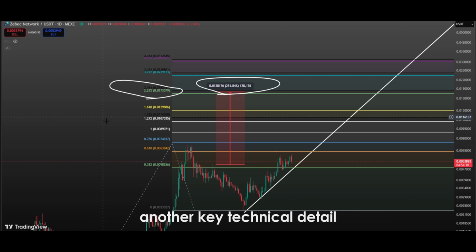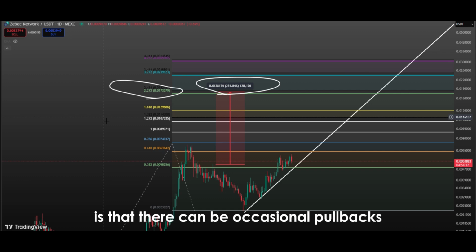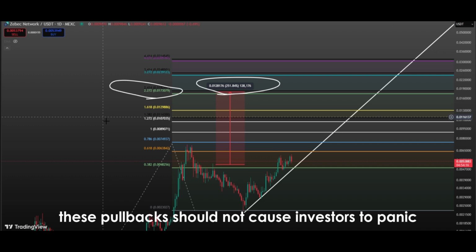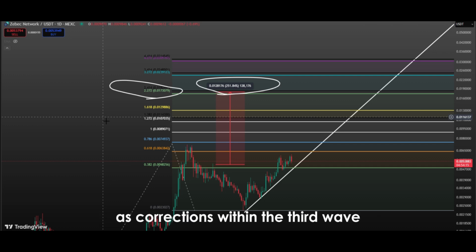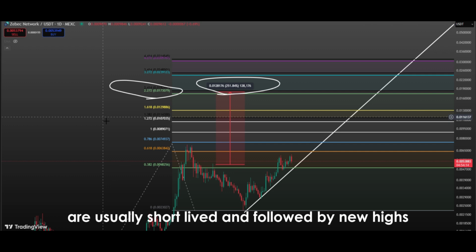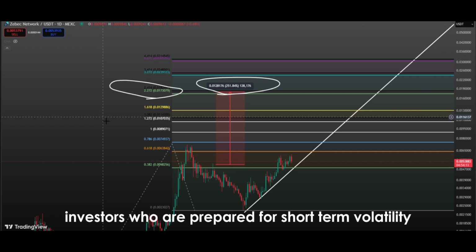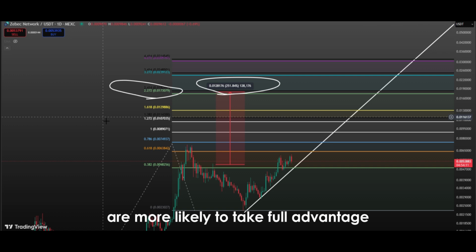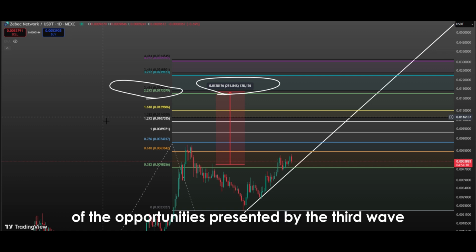Another key technical detail is that there can be occasional pullbacks during the 3rd wave. These pullbacks should not cause investors to panic, as corrections within the 3rd wave are usually short-lived and followed by new highs. Therefore, investors who are prepared for short-term volatility and who keep their focus on the bigger picture are more likely to take full advantage of the opportunities presented by the 3rd wave.